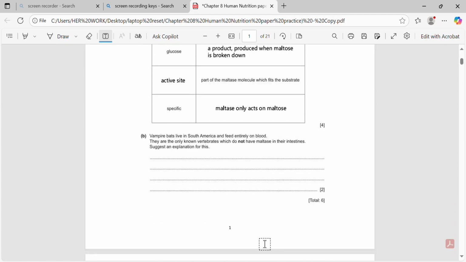Now let's move to Part B. We're told, vampire bats live in South America and feed entirely on blood. They are the only known vertebrates which do not have maltase in their intestines. Then we're asked, suggest an explanation for this. So, here's how we can approach it.